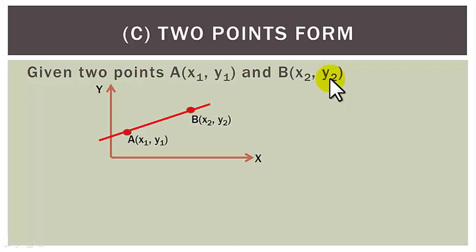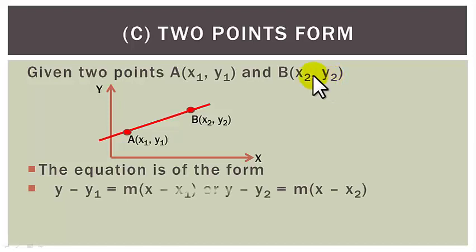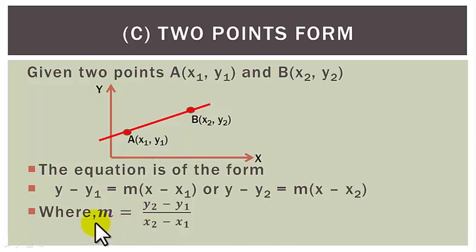The equation of this straight line can be expressed in the form y minus y1 equals m times x minus x1, or y minus y2 equals m times x minus x2, where m is the slope determined from the 2 points as m equals y2 minus y1 all over x2 minus x1.